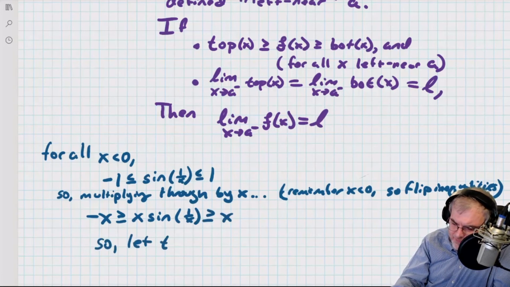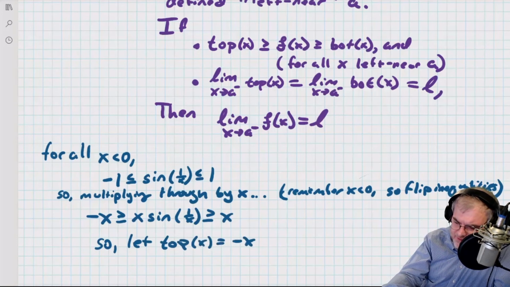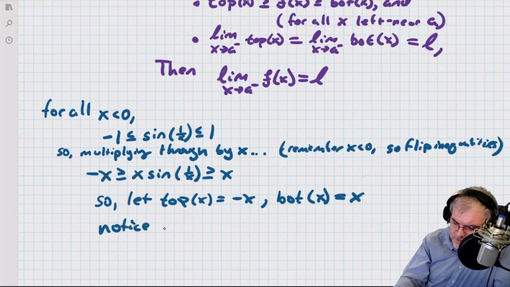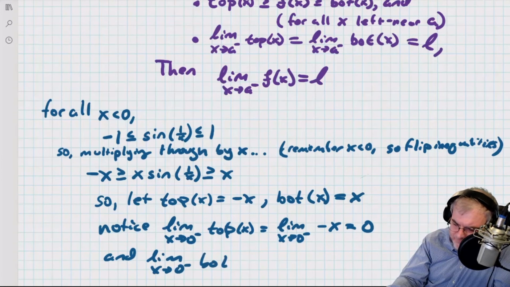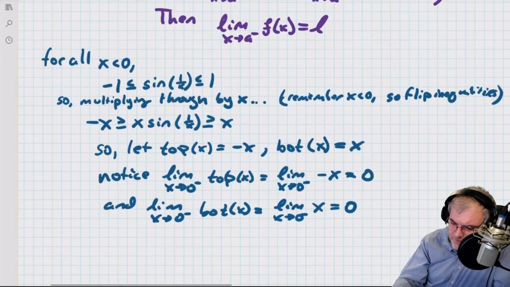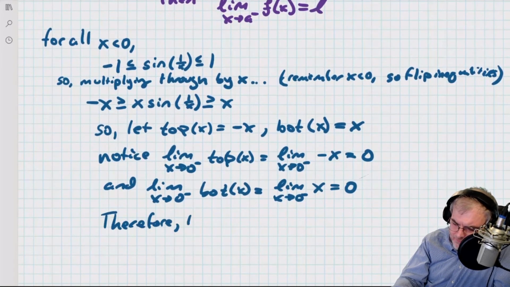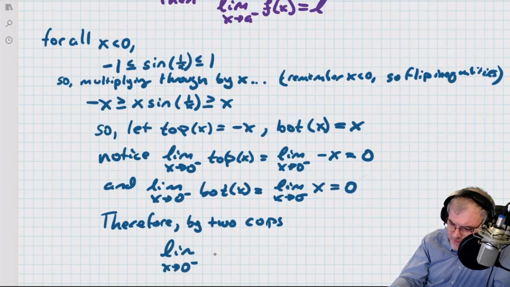So let top of x equal negative x, bot of x equal x. Notice the limit as x goes to 0 from the left of top of x equals the limit as x goes to 0 from the left of negative x, which equals 0, and the limit as x goes to 0 from the left of bot of x equals the limit as x goes to 0 from the left of x, which equals 0. Therefore, by 2 cops, the limit as x goes to 0 from the left of x sine 1 over x equals 0.